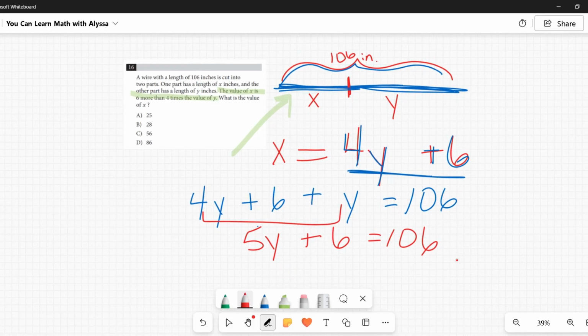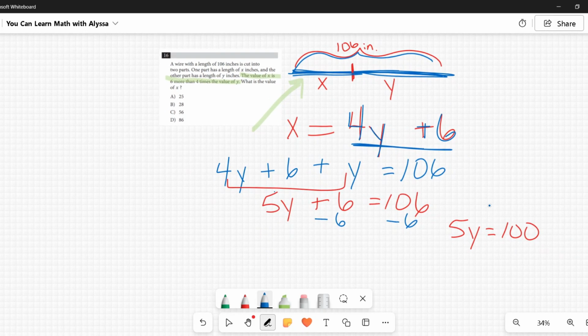Then to solve for y, I need to undo what's been done. Adding 6 here, I'm going to subtract 6 from both sides. And that gives me 5y is equal to 100. Then it's 5 times y. So to undo that, I need to divide both sides by 5. And I get that y is equal to 20.